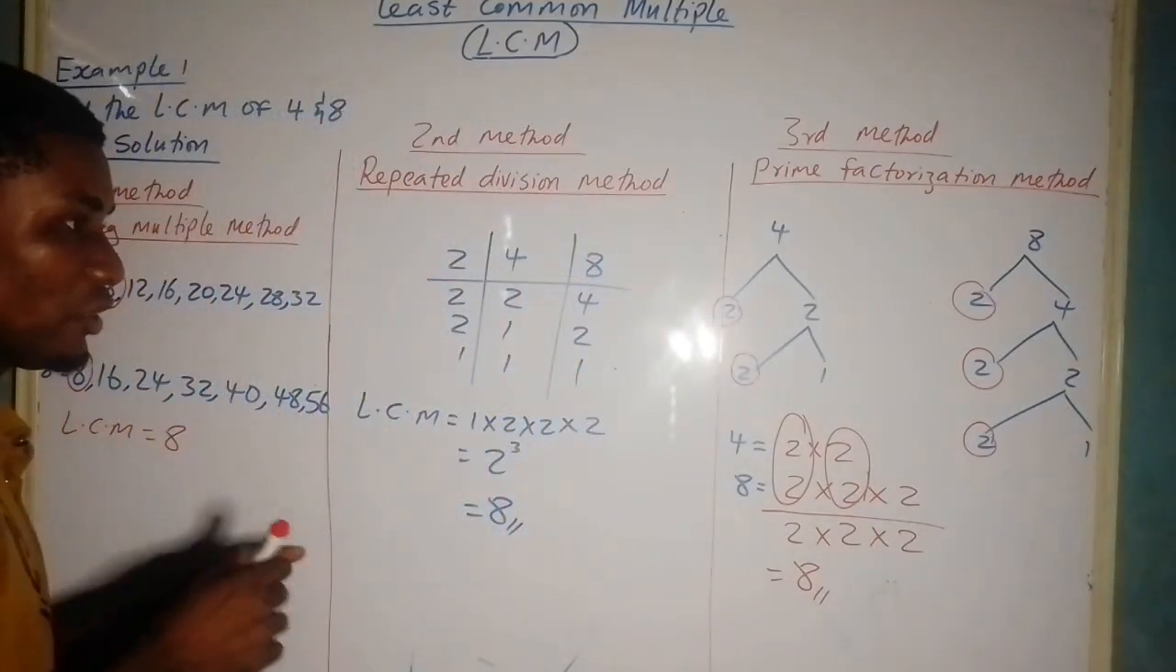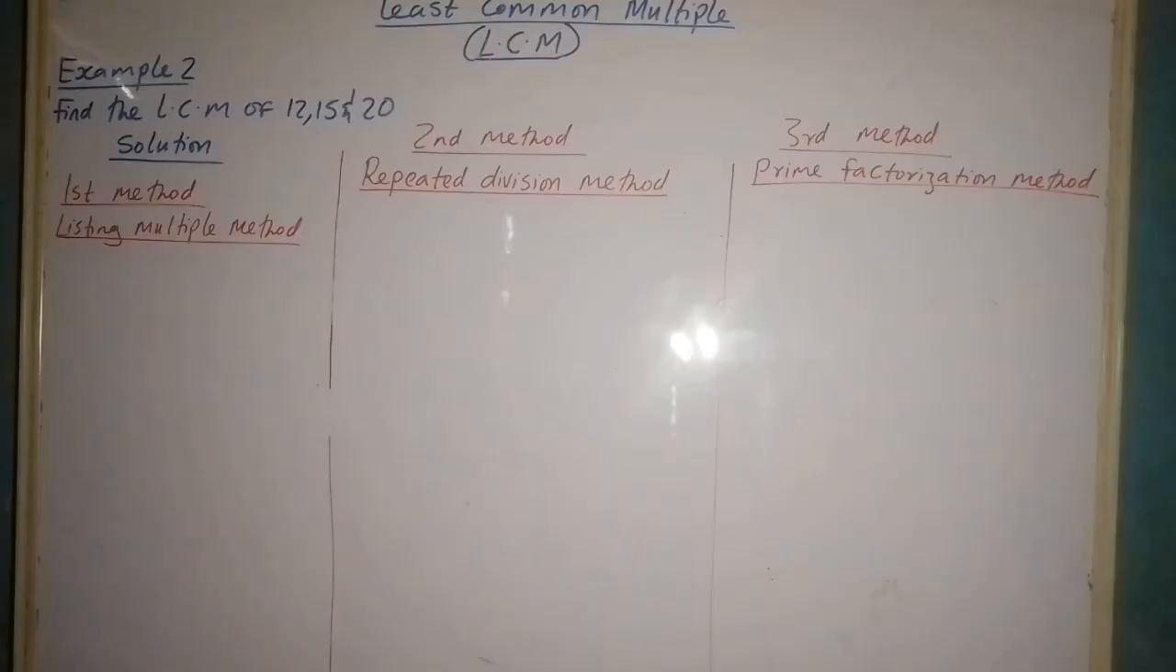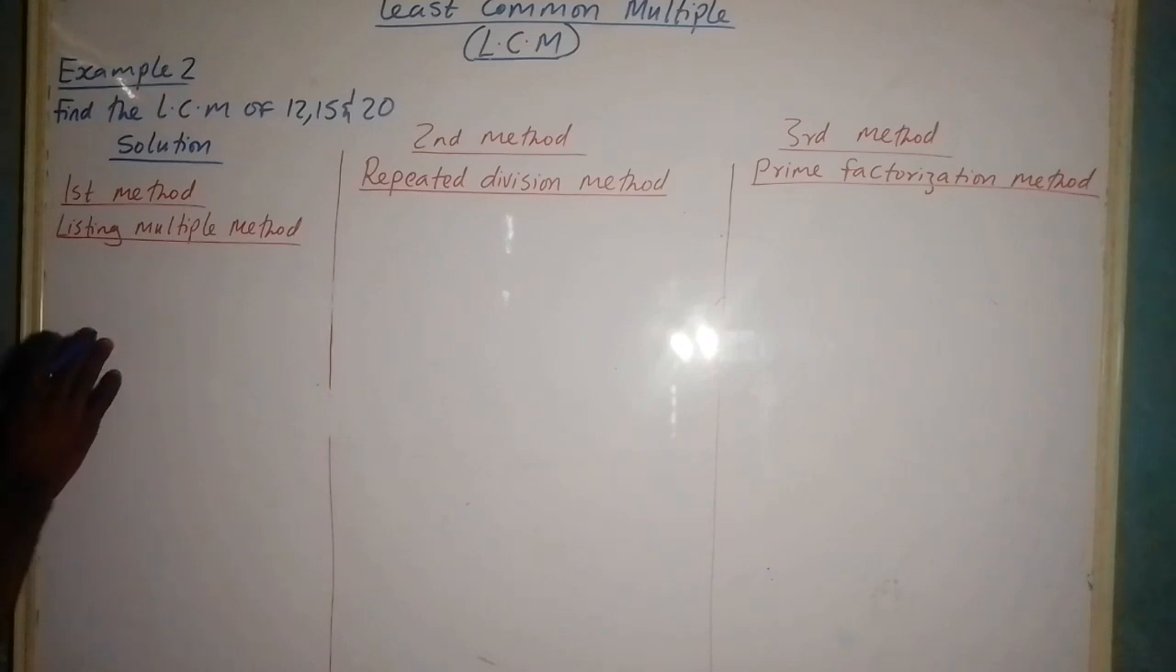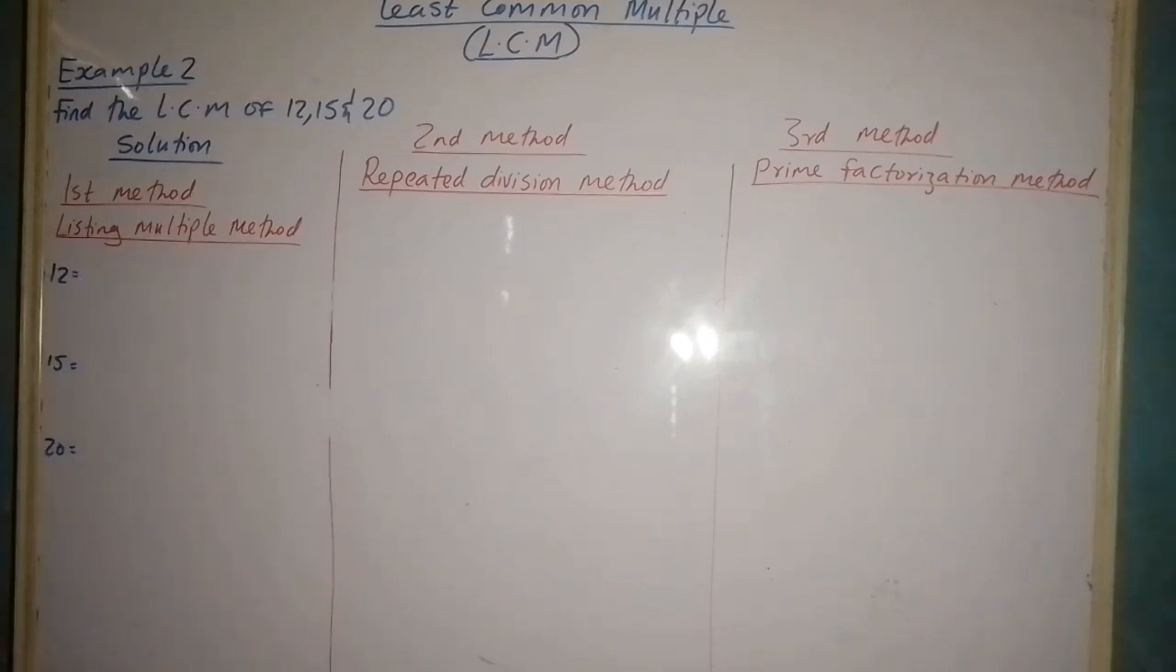So the second question says, find the LCM of 12, 15, and 20. Let's use the first method, the listing multiples method. So we have our 12, 15, and 20. We are going to list the multiples up to 5.